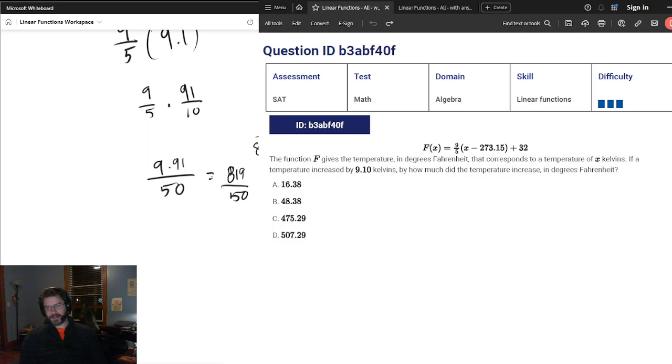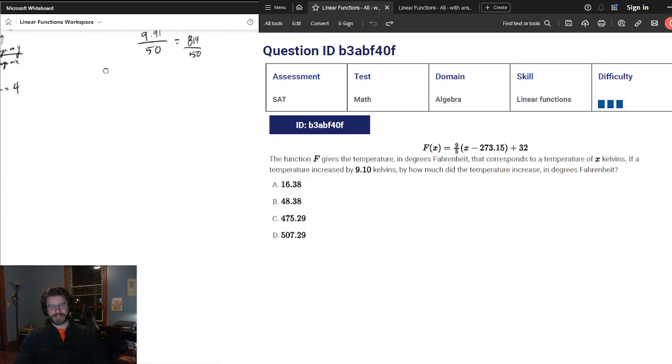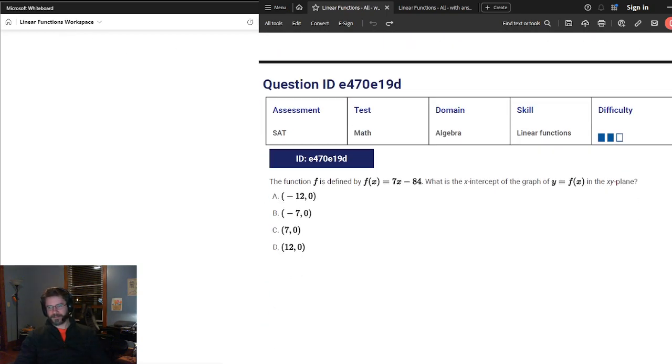And I didn't really care about the decimals. Look how far apart these whole numbers are: 16, 48, 475, and 507. There's no way that decimal's going to make a difference in your answer, right? So just get the whole number and move on with your life.